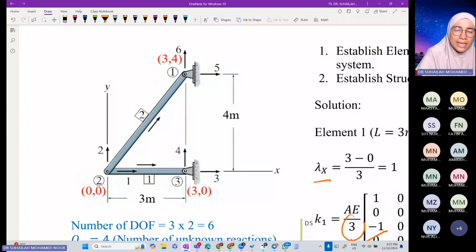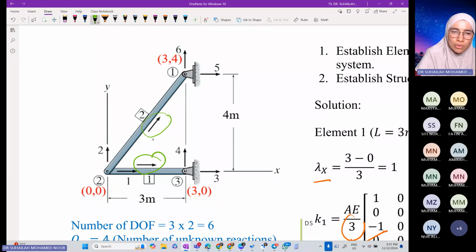Okay, tadi dalam ayat tu lagi, dia sebut about arrow. Kita kena letak arrow yang parallel dengan member. Kita wajib letak arrow. Dalam soalan nanti, arrow is not given. We have to put arrow. So, bila kita draw the free body diagram, kita kena letak arrow pada each member.